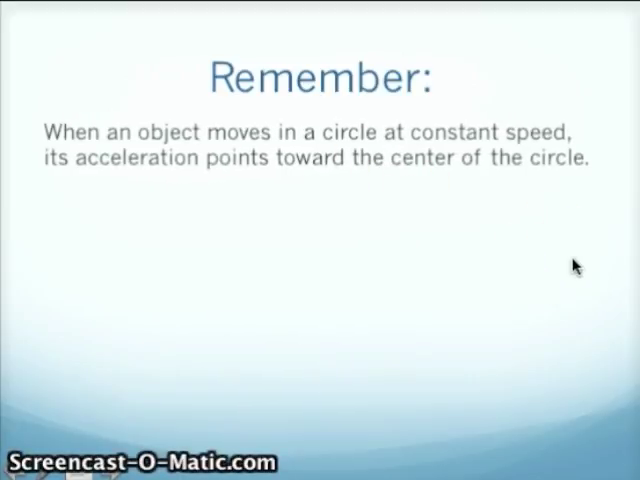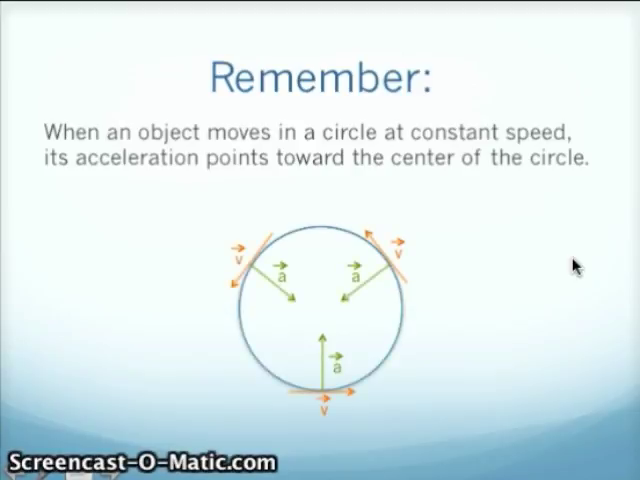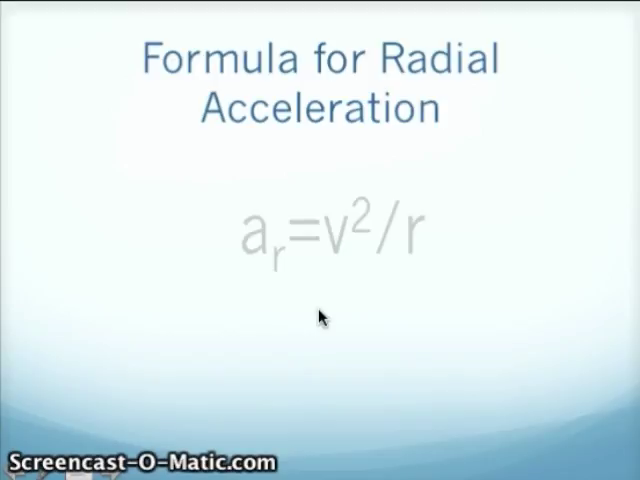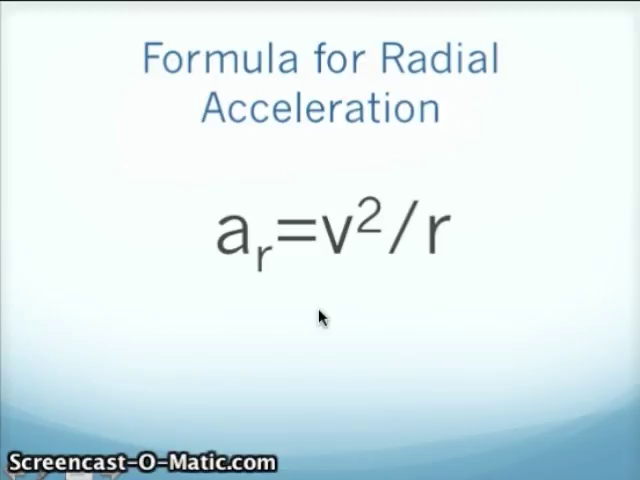And that just means that the acceleration is pointing towards the center of the circle. So if we bring back our little picture, we can see that if you draw the acceleration, it all points towards this center of the circle. And it's also important to remember the formula. So we have radial acceleration, a sub r, is equal to v squared over r, with v being velocity and r being the radius of the circle.